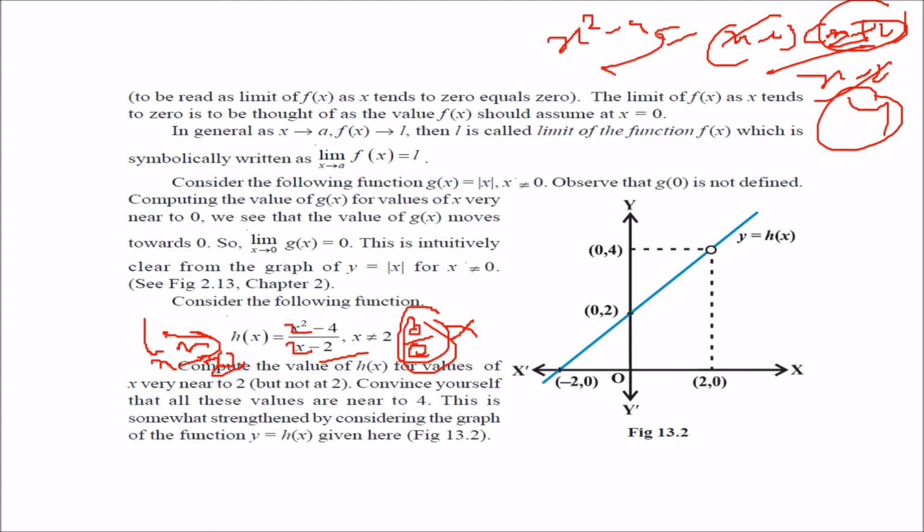So this is how we are talking about the limit. How do we write it? We write it like this: limit of x, or any variable, tends to that particular value, means x tends to 2 or y tends to 10, like this, and then the function.